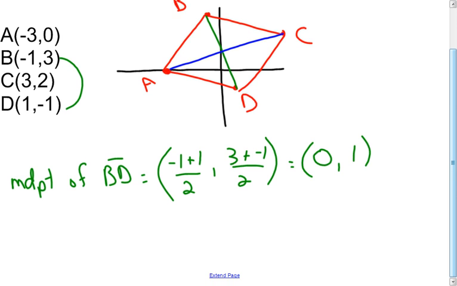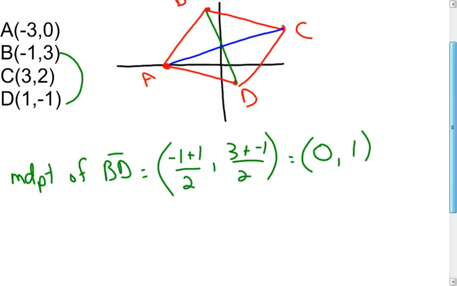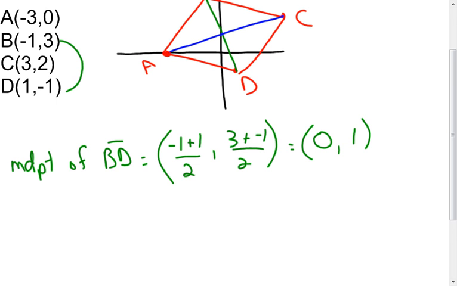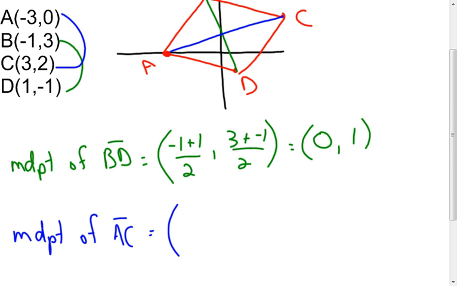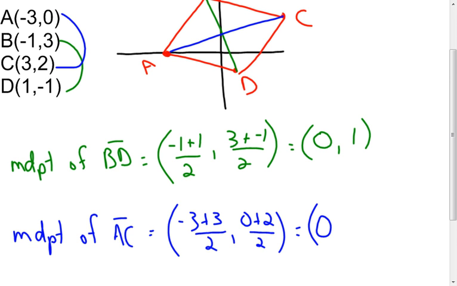Well, do the exact same thing with segment AC. Now I'm going to look at these 2 points. I want the midpoint of segment AC. Average my x values and average my y values. -3 plus 3, 0 divided by 2 is still 0. 0 plus 2 is 2, divided by 2 is 1.